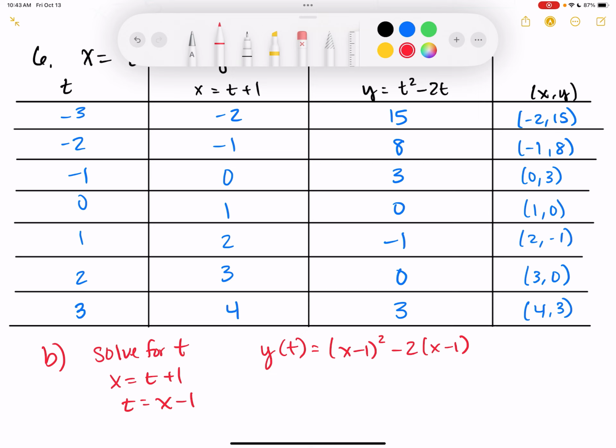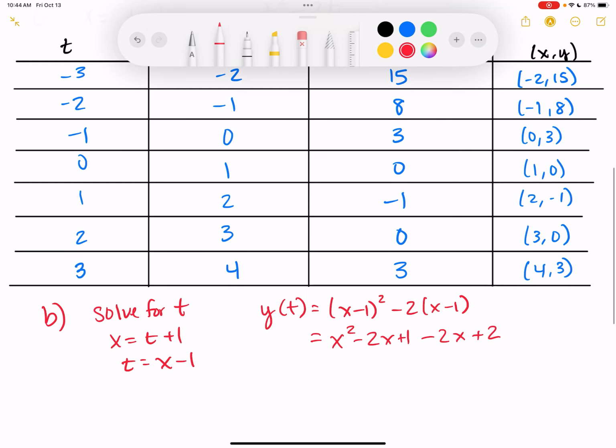So then x minus 1 squared is x squared minus 2x plus 1, and then minus 2x plus 2. So this ends up being x squared minus 4x plus 3. Is that a function? Yeah, it still makes a parabola. So y is equal to that. So yes, y is a function of x.